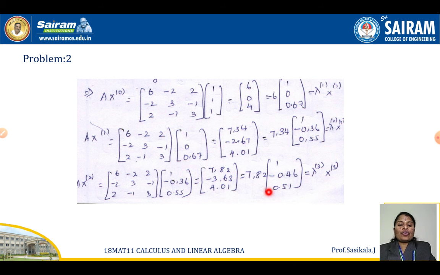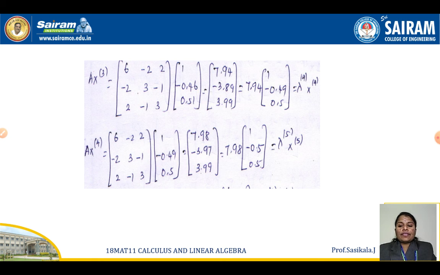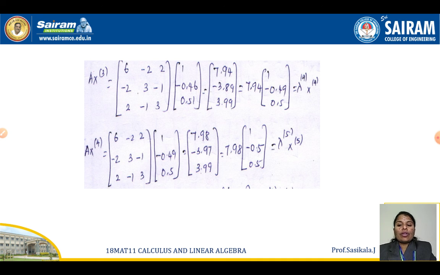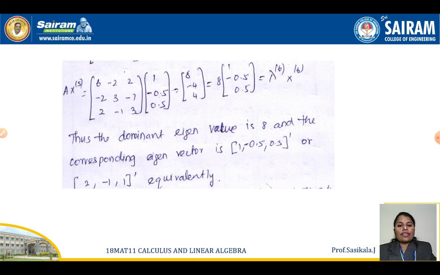So A into x of 2, I am getting 7.82 of 1, minus 0.46, and 0.57. After reaching here, A into x of 3, I am getting 7.94, 1, minus 0.495. So it is 7.82 and 7.94. So what am I going to do? I am going to make one more iteration, A into x of 4, which I got almost near 7.98 of 1, minus 0.5, 0.5. So now you can see A into x of 5, you will get the exact answer. So we have reached it. 8 is the highest one, A into x of 5, 8 of 1, minus 0.5, 0.5.